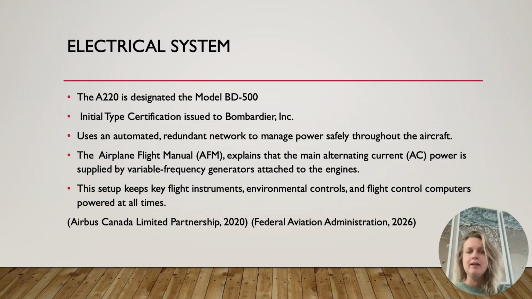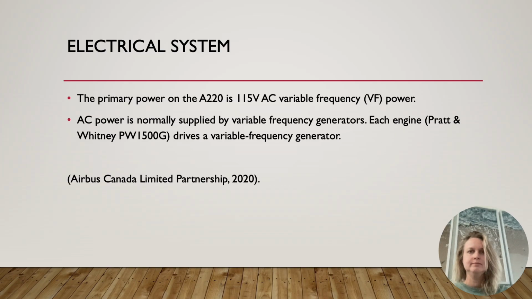The airplane flight manual explains that the main alternating current AC power is supplied by variable frequency generators attached to the engines. This setup keeps the flight instruments, environmental controls, and flight computers powered at all times. The primary power of the A220 is 115 volt AC variable frequency power.